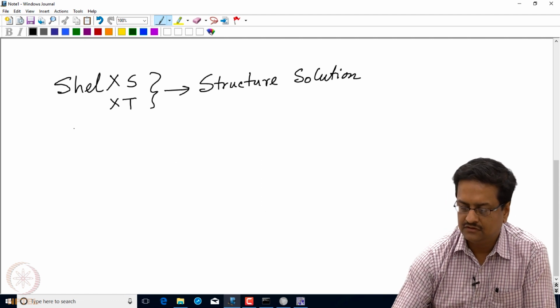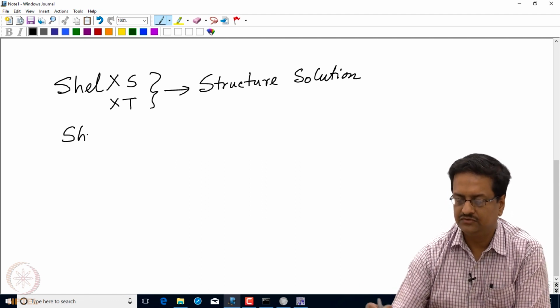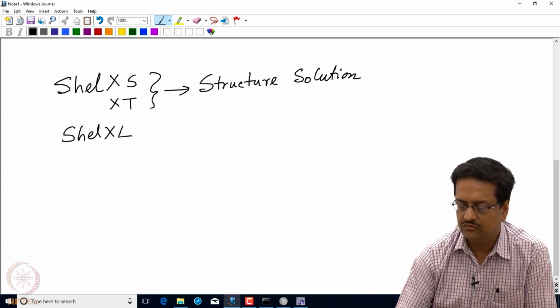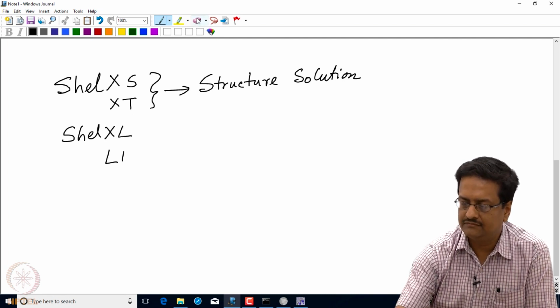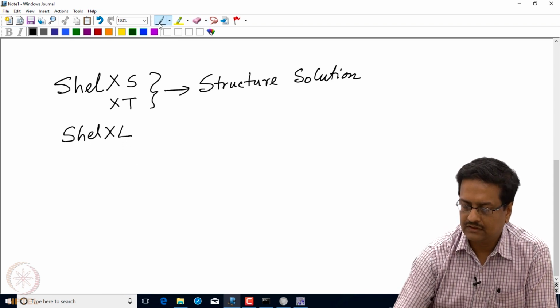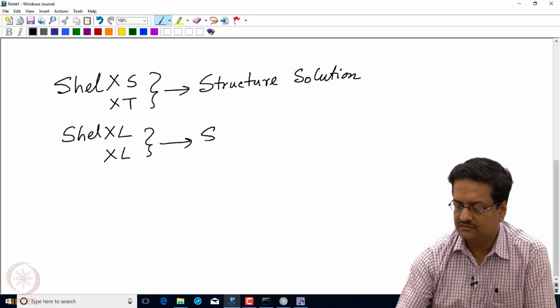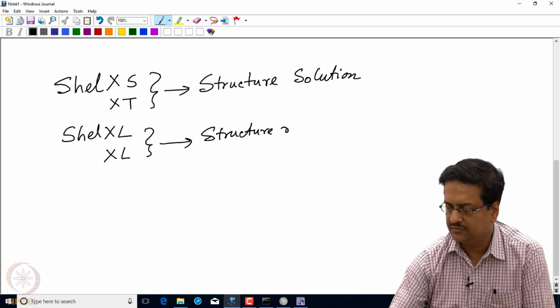And earlier it used to be SHELXL, now it is only XL, which is used for structure refinement.